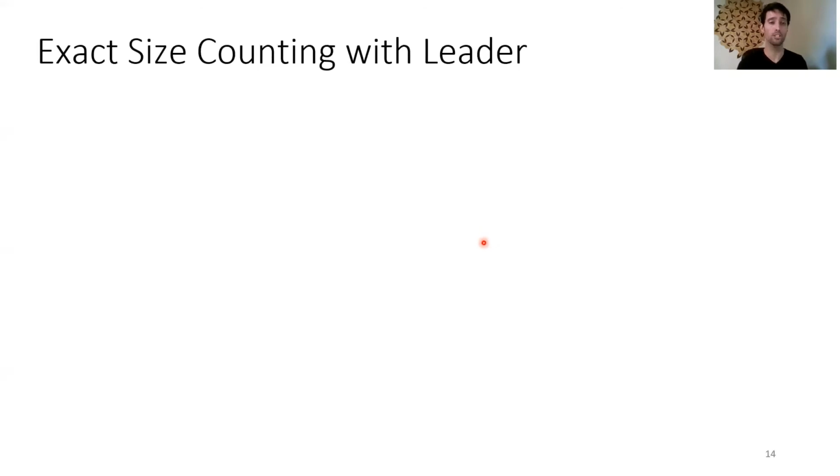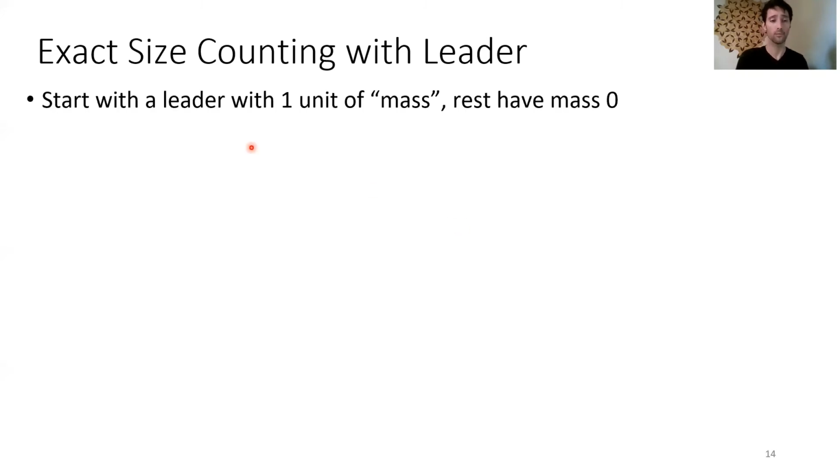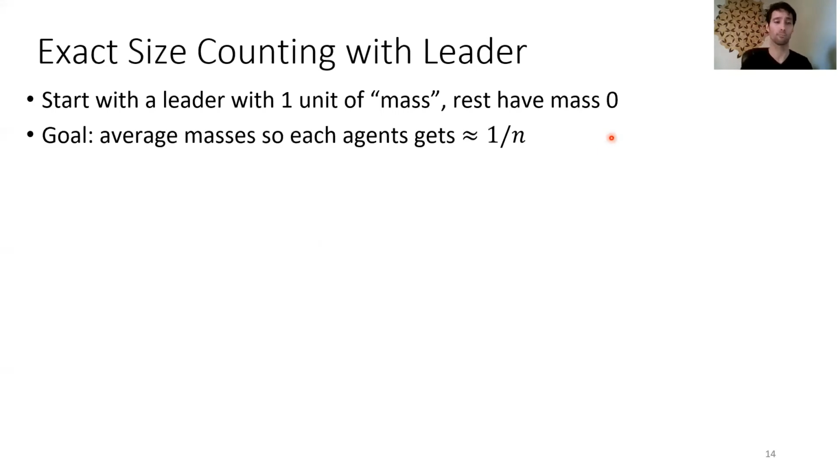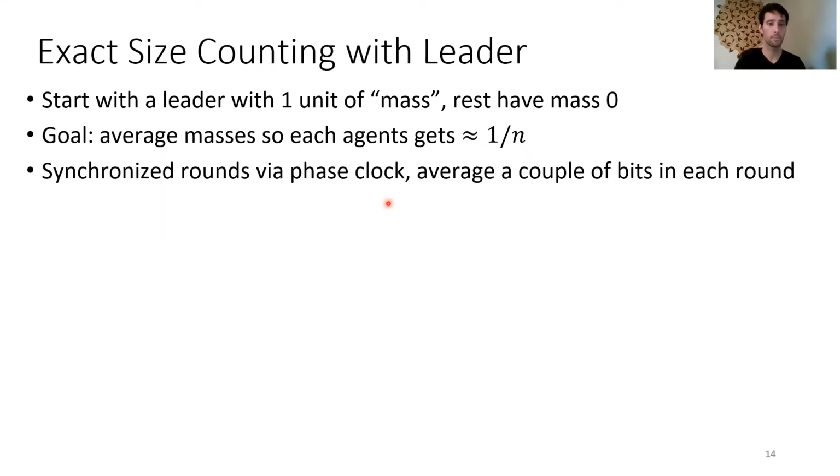Now, the algorithm that we show is fast size counting, and it uses a leader. So it will be composed with some sort of leader election. We can think about the leader as starting with 1 unit of mass, and all of the rest of the agents have a mass of 0. The idea of our algorithm is that we want to be averaging those masses so that each agent gets about a mass of 1 over n. From this value, it'll know the exact number n. We achieve that via synchronous rounds of a phase clock, and the idea is that we're only going to average a couple bits of the mass in each round.